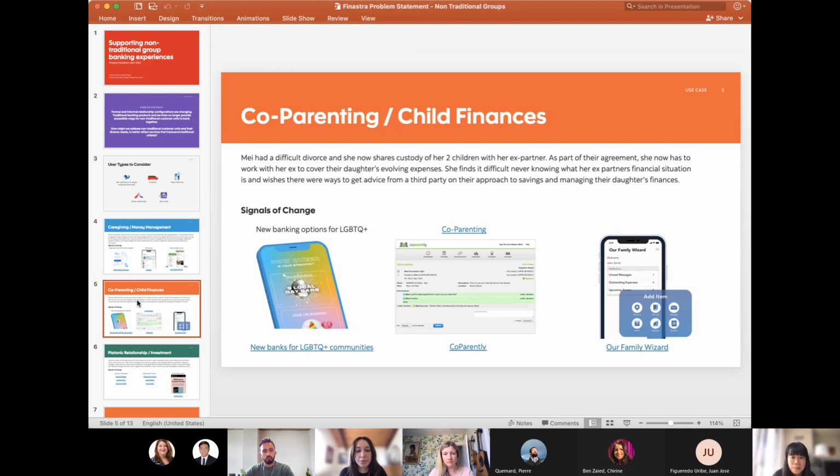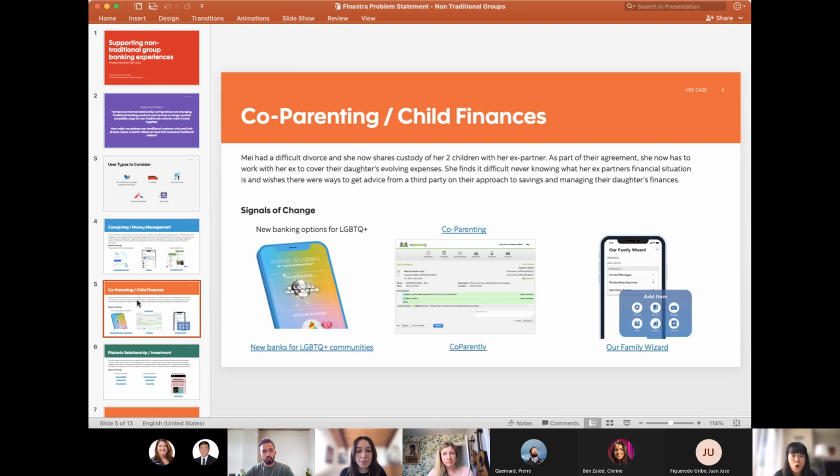So what we've listed here are a couple of examples of things that we've noticed in the industry that are starting to address some of these changing needs. The first one is not specific to co-parenting, but this is just new banking options for the LGBTQ+ community, really focusing on some of the needs of this community. And the next 2 are really specific to this co-parenting situation.